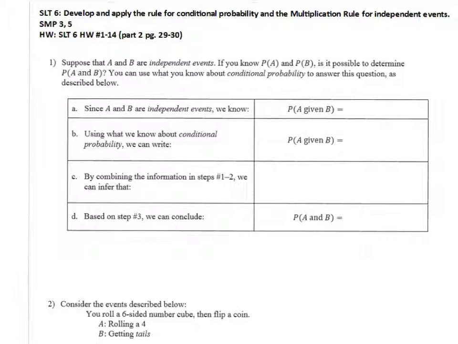Okay, so it says suppose that A and B are independent events. If you know the probability of A and the probability of B, can we determine the probability of A and B? So let's write what we know about conditional probability. If they're independent events, the probability of A given B will equal the probability of A.